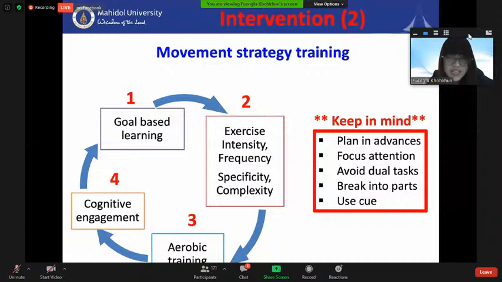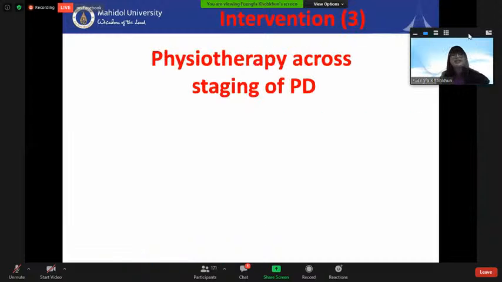Then use the cue that I told you. The cue will help them with internal circuit impairment. They will trigger them to movement that you want. Okay. Yeah, that's the principle for physiotherapy.